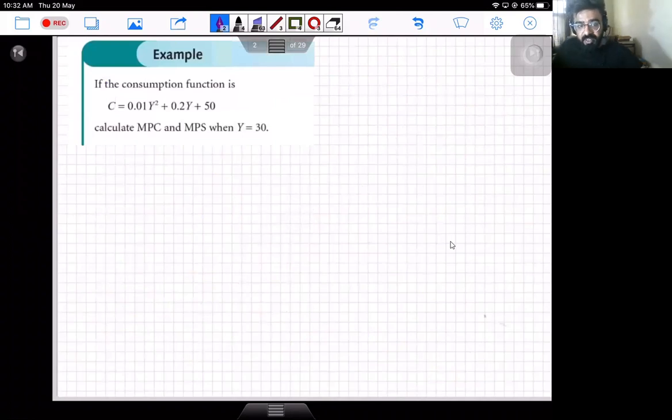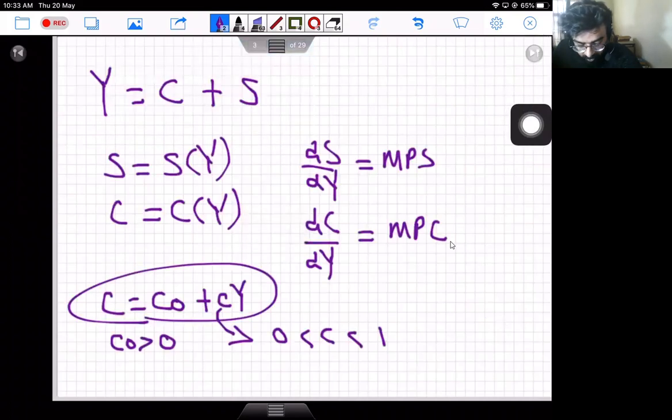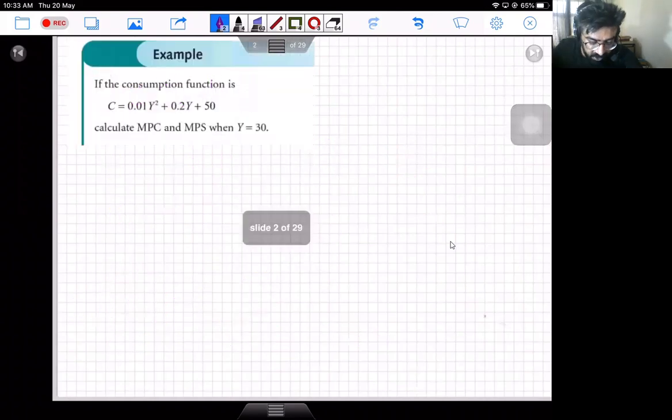If the consumption function is C equals 0.01 times Y squared plus 0.2 times Y plus 50, calculate MPC and MPS when Y is equal to 30. So here you can see that the consumption as a function of income is given in a quadratic form. As we saw earlier, when the consumption function was linear, the derivative was just a constant term. But in this case, the function is quadratic, so the derivative will be a linear function. All right, what we need to do is calculate MPC and MPS when Y is equal to 30.